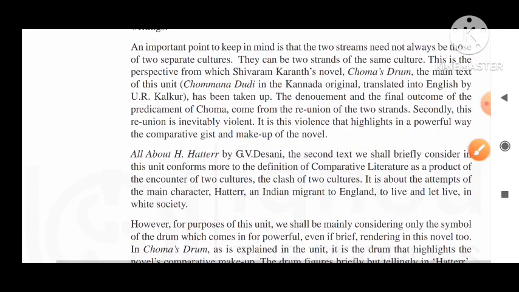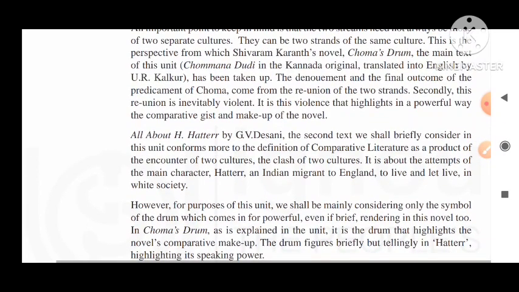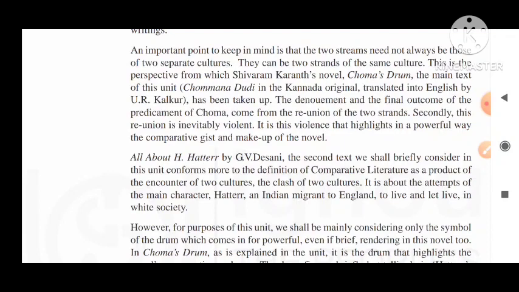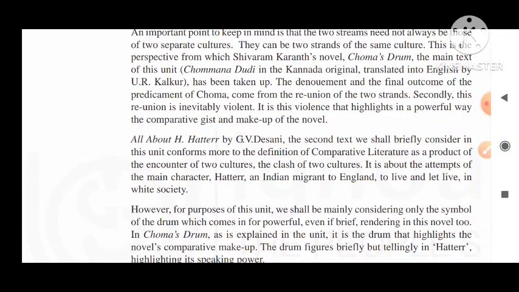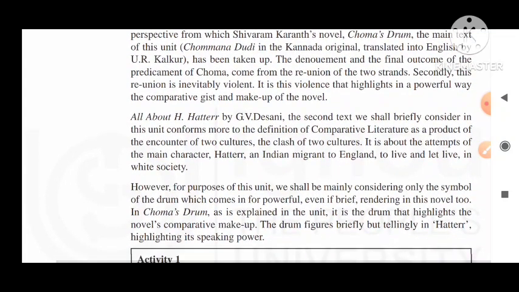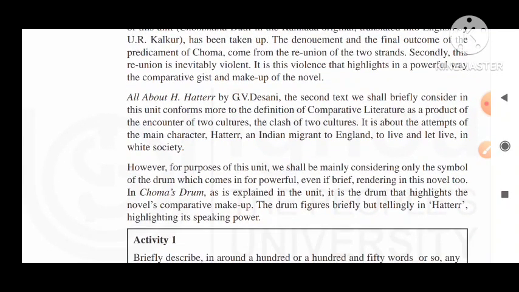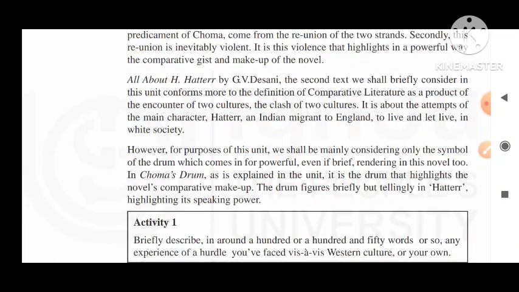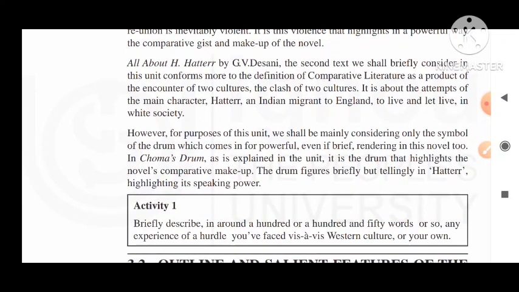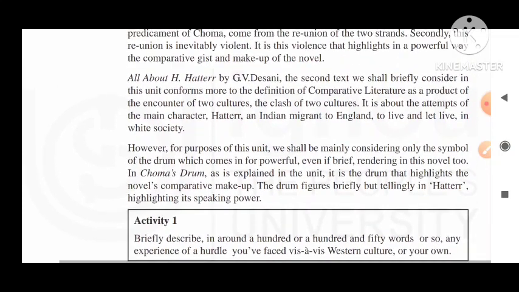Then we will go to the denouement, and the final outcome of the predicament of Choma comes from the reunion of the two strands. Secondly, this reunion is inevitably violent. It is this violence that highlights in a powerful way the comparative gist and make of the novel. All About H. Hatterr by G.V. Desani, the second text we shall briefly consider in this unit, conforms more to the definition of comparative literature as a product of the encounter of two cultures, the clash of two cultures.